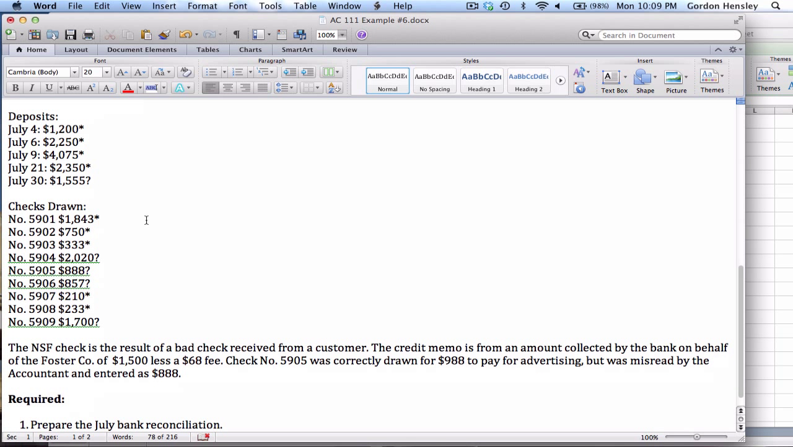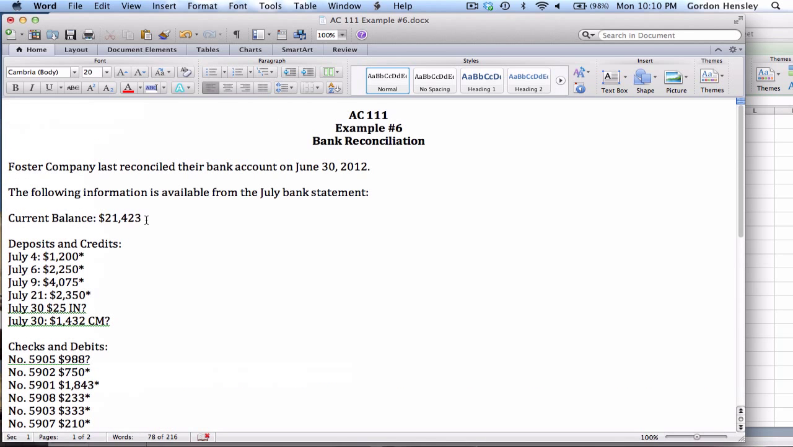So basically, like I said, it's easier to do this on paper where you just check these off. But I'm just putting an asterisk there for everything that matches up, a question mark for the things that don't match up. And I do that in advance because that's going to make the actual bank reconciliation go a lot easier.